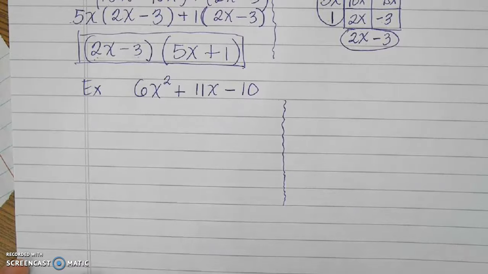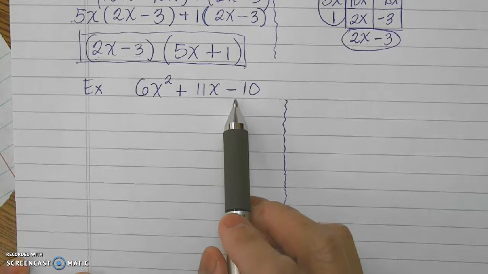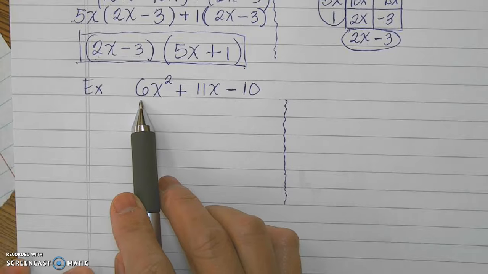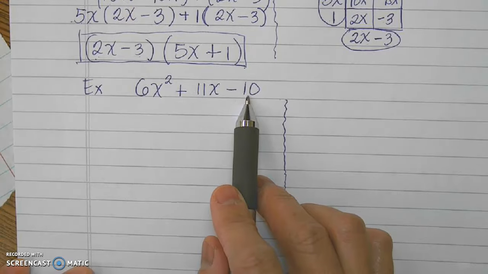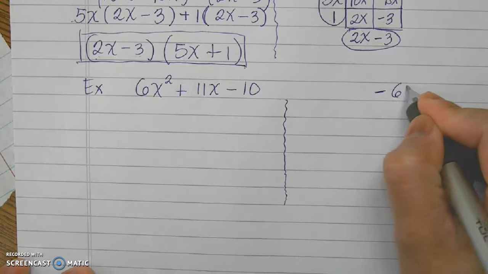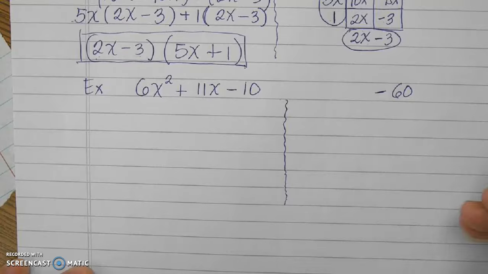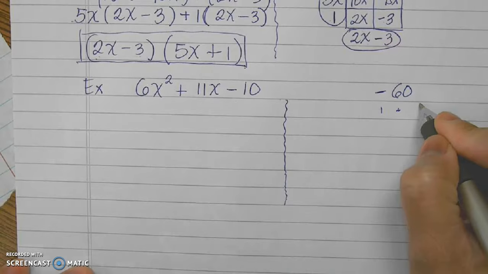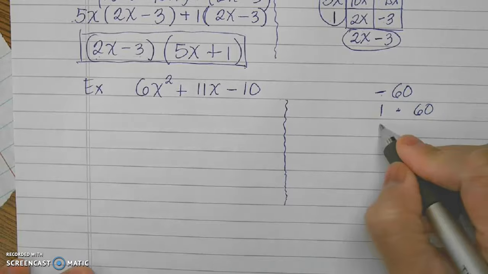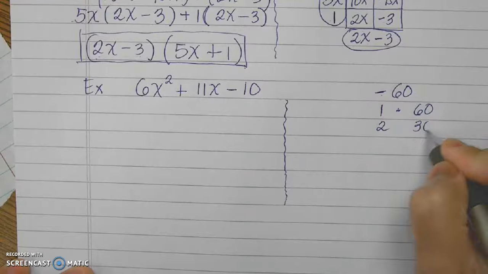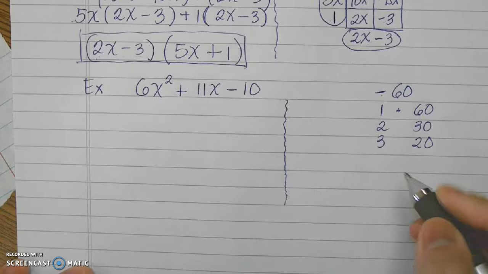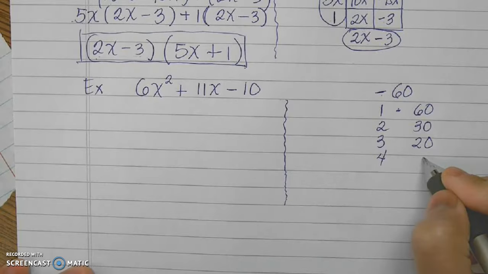For our next example, it's 6x squared plus 11x minus 10. So again, the first step is multiply the coefficient of the first term with the constant. So you're going to have 6 times negative 10, that is negative 60. You're going to list down all the possible factors. So 1 times 60. Of course, those are all plus and minus because of the negative sign. 2 times 30. 3 times 20. 4 times 15.